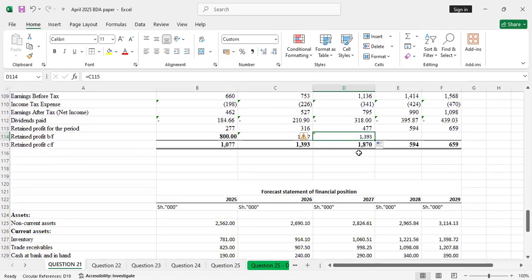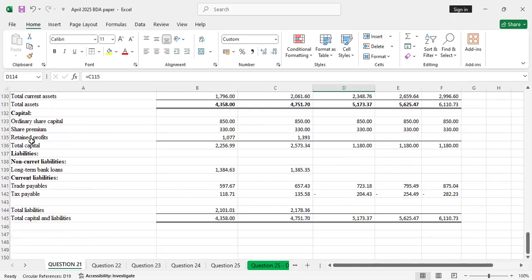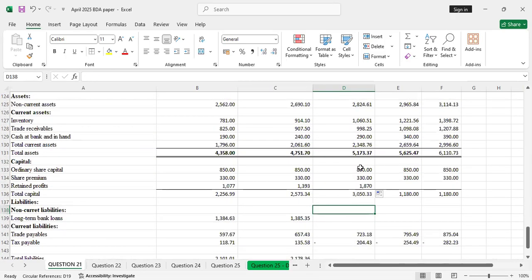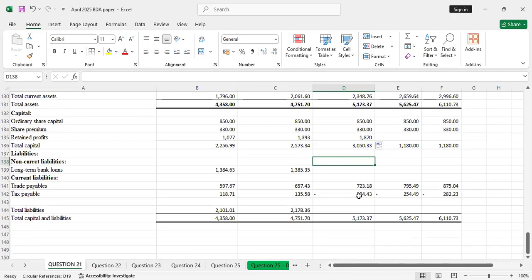Therefore, my retained profit now for 2027 is what is missing. Retained profit for 2027. So I just come here and drag and I'll get that 1870. And once I get that value, 1870, now I have my total capital. It's complete. So I just come here and calculate the total liability. So I'll just drag this.